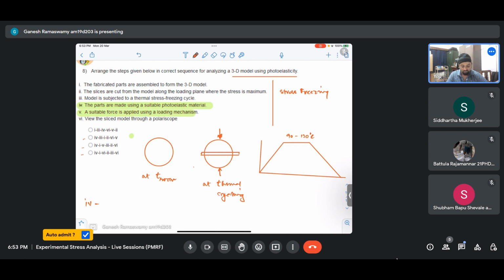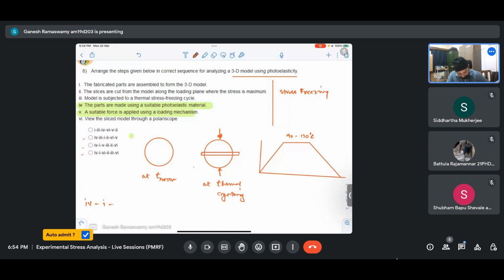In the lecture, one of the models shown was used in the aerospace industry. It has 3 components, which were fabricated separately as photoelastic specimens. Then they were arranged, appropriately loaded and subjected to the thermal cycling process, taken out, carefully sliced, and viewed in a polariscope. That is the basic essence of this. So yes, definitely we need to assemble them and then calculate a suitable force that needs to be applied.